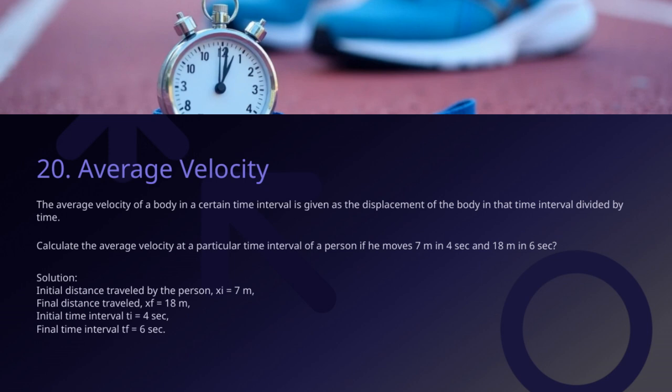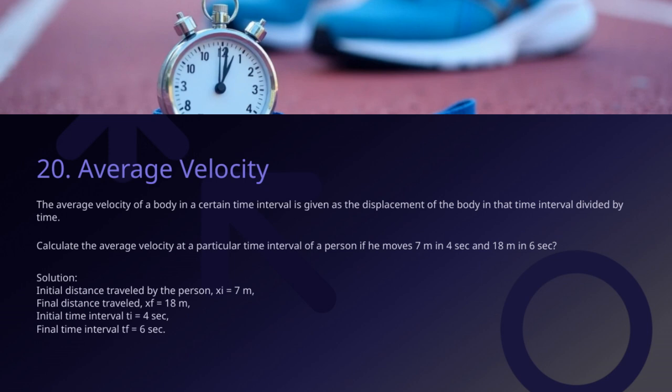Well, the key concept here is that average velocity is basically the total displacement divided by the total time taken. So in this case, the displacement is the change in position, which is XF minus XI, and the total time is TF minus TI. Remember, average velocity gives us an overall idea of how fast and in which direction the person is moving during that time interval.